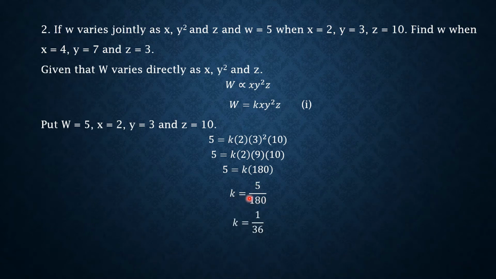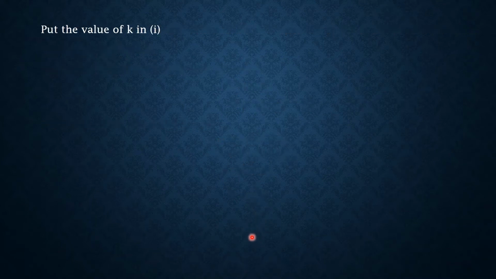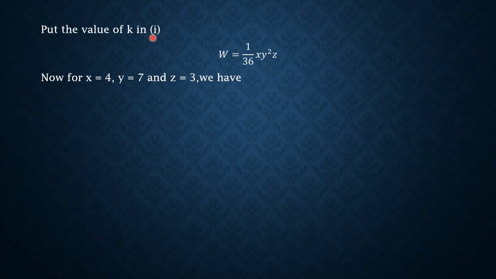Now transposing 180 to the left side, we have k equal to 5 over 180. Now we will cancel this, and after cancellation we have k equal to 1 over 36. Now put the value of this constant of variation k in equation number 1. We have w equal to k x y square z, and the value of k is 1 over 36. So we have w equal to 1 over 36 x y square z.